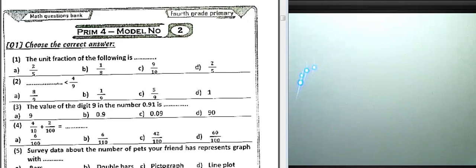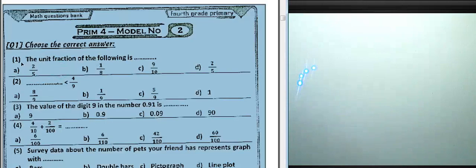Today we'll solve model number 2 from the Math Questions Bank from the Dakahlia government. Question number 1, choose the correct answer. Number 1, the unit fraction of the following is 1/8. Unit fraction means the numerator will be 1 and the denominator a number greater than 1.